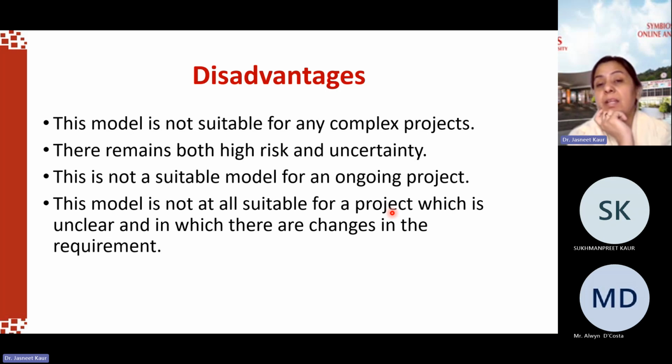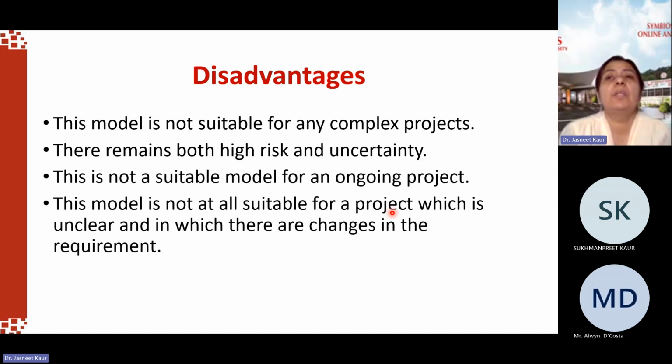There remains both high risk and uncertainty, because risk is present at both ends. It's not a suitable model for an ongoing project. If you want to change your ongoing project, you cannot change it into a V model because it starts from scratch. And the model is not at all suitable for a project which is unclear and in which there are changes in the requirements.